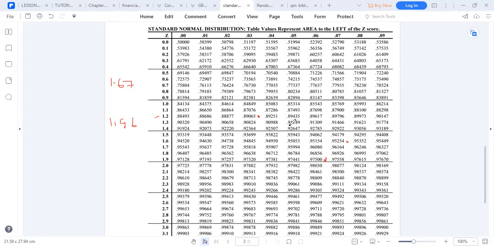So give me the Z for this probability: 0.91149. What is it? 1.35. So 1.3 and 5 there, correct. How about what is the reading for 0.9901? 2.33.